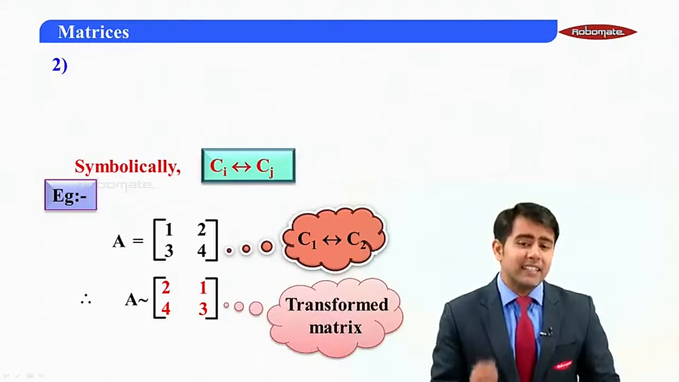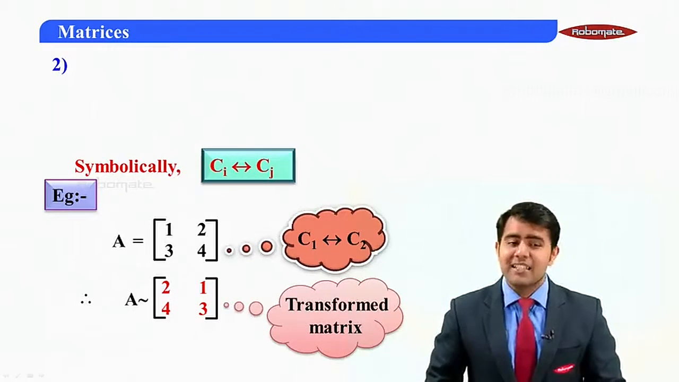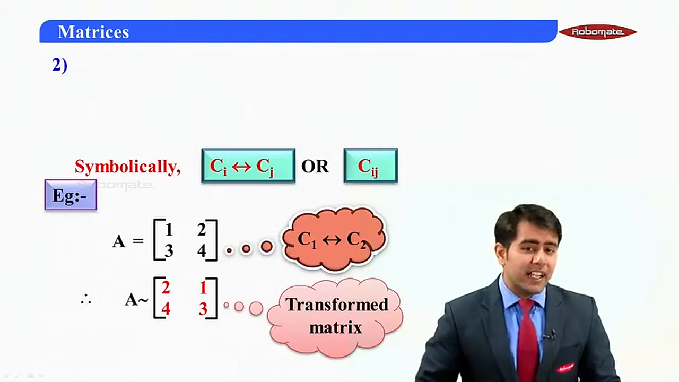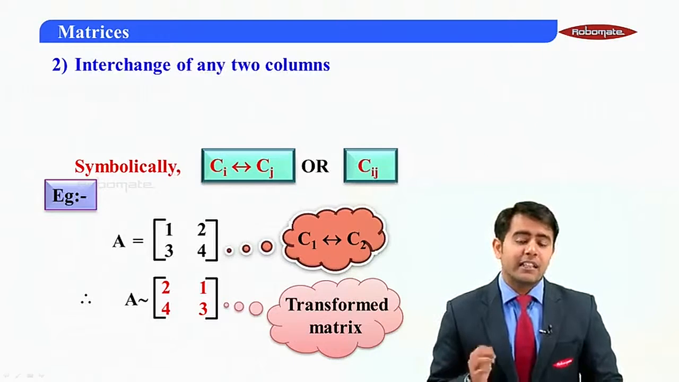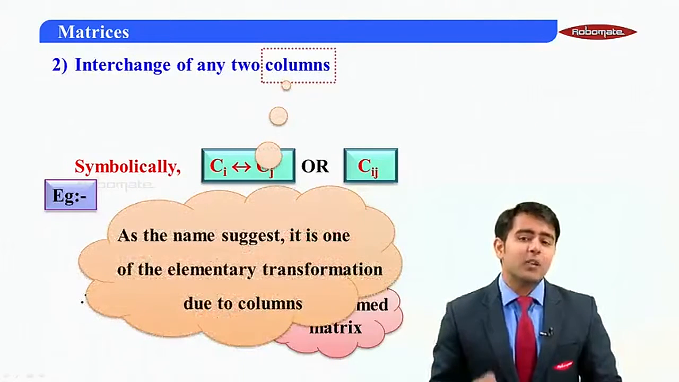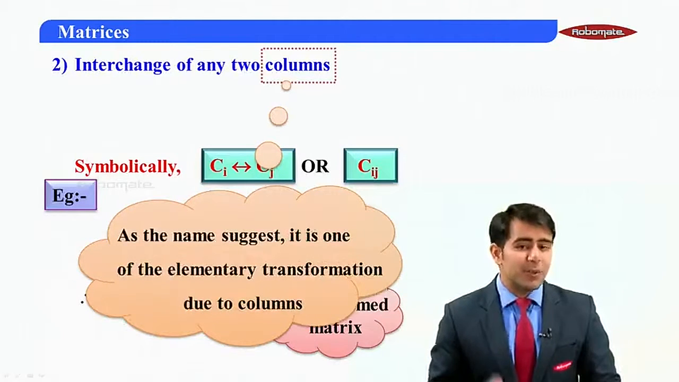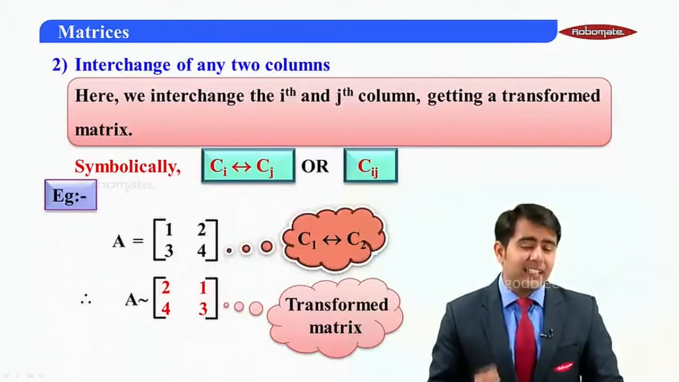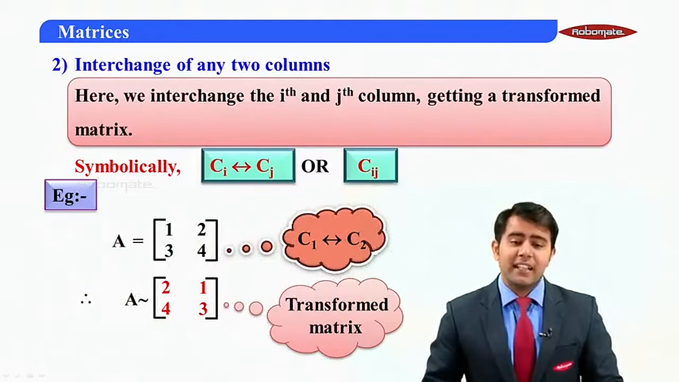Symbolically, I can write it as Ci is interchanged with Cj, or I can simply denote it as Cij. Here, the interchange of any two columns, in the name itself we can make out that it is due to columns. Here we interchange the ith and jth column, getting a transformed matrix.